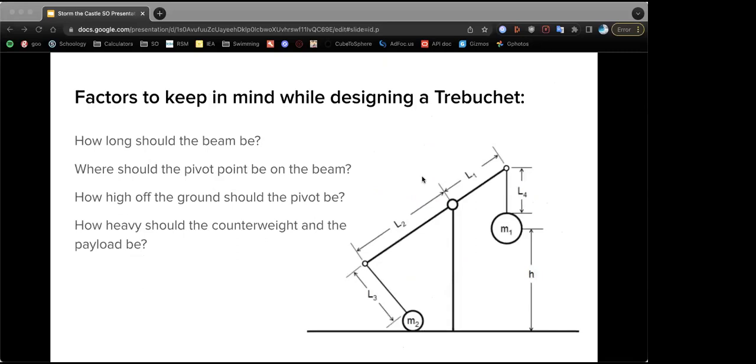Here are some factors to keep in mind while designing a trebuchet. How long should the beam be? Where should the pivot point be on the beam? How high off the ground should the pivot be? In case you're wondering, the pivot point is here. How heavy should the counterweight and the payload be? We'll go into more detail about why these points are so important.